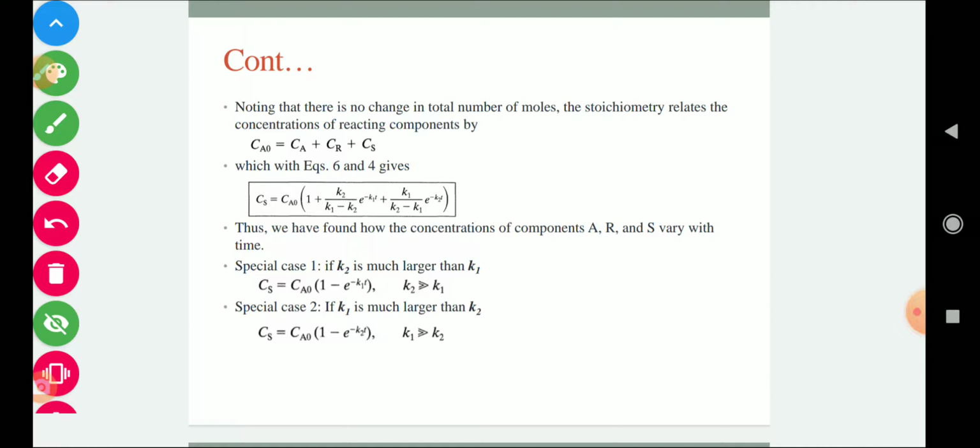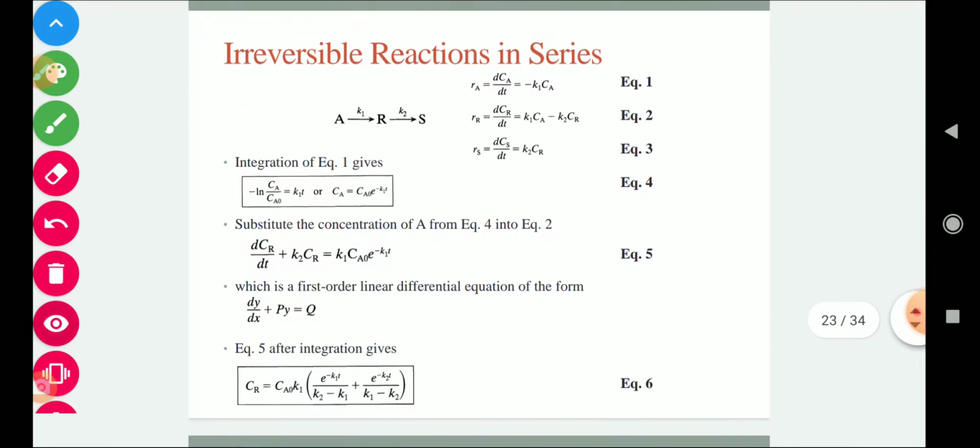Now there are special cases. If K2 is much larger than K1 in this equation, what happens? When any R is formed, because K2 is very large, this R is immediately converted into S. So in that case the concentration of R will be very small in the reactor. Or if K2 is very large, then the R concentration will be negligible.